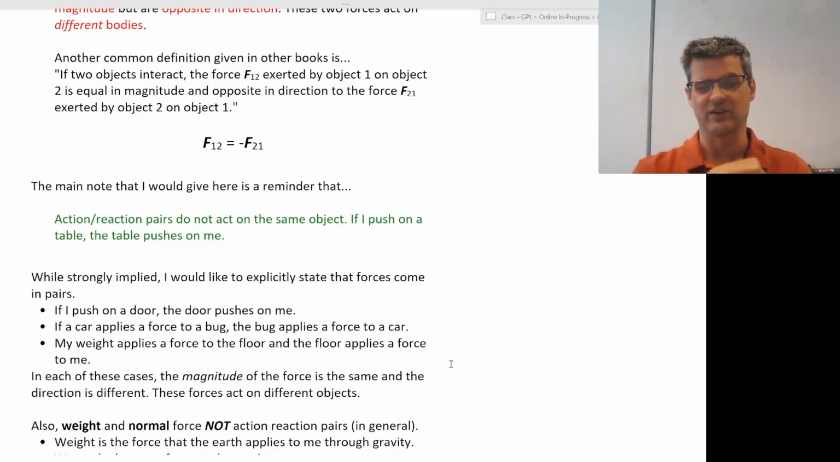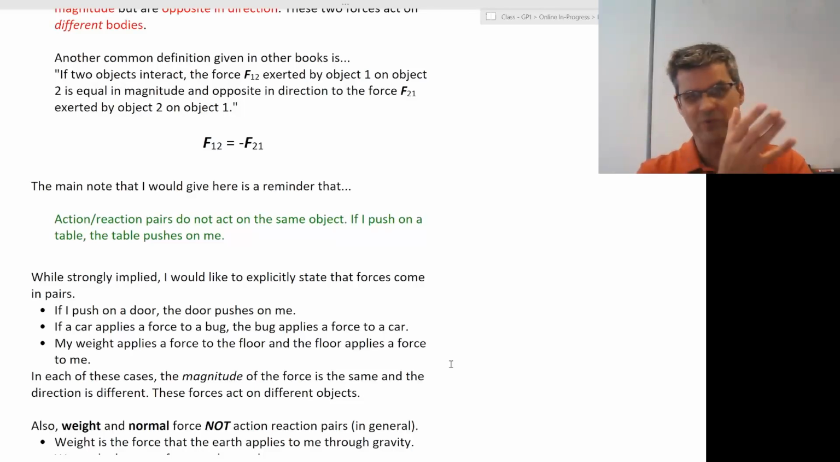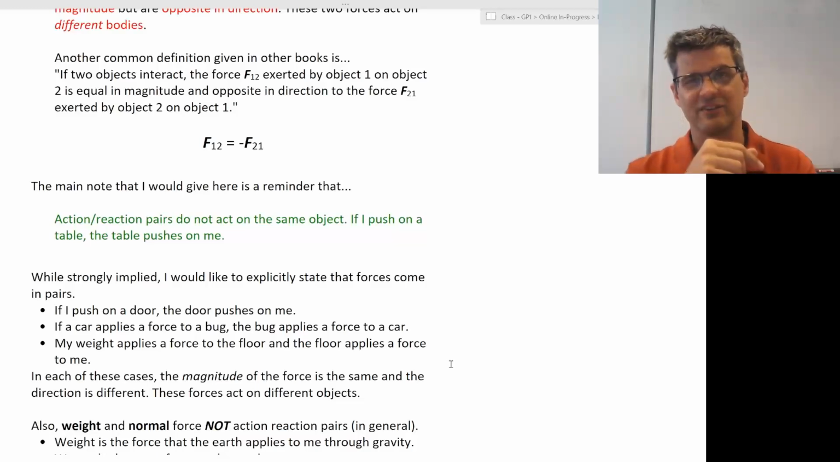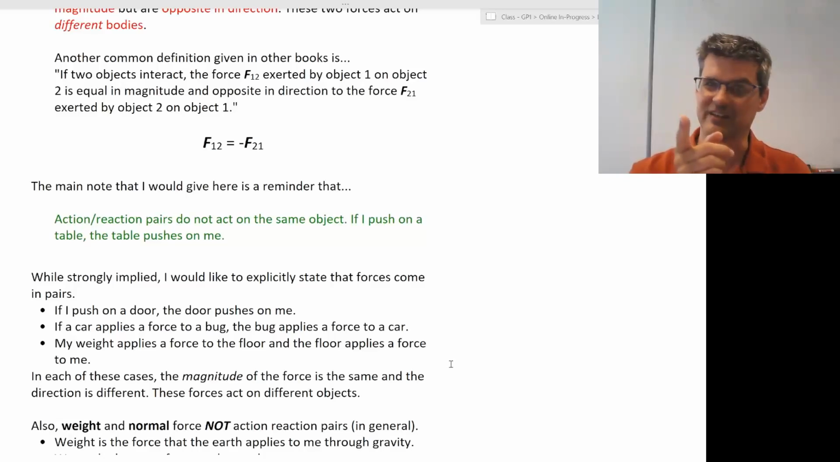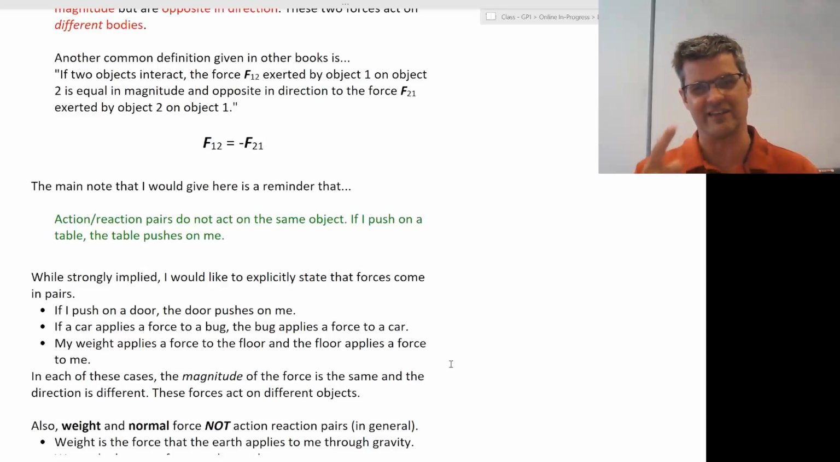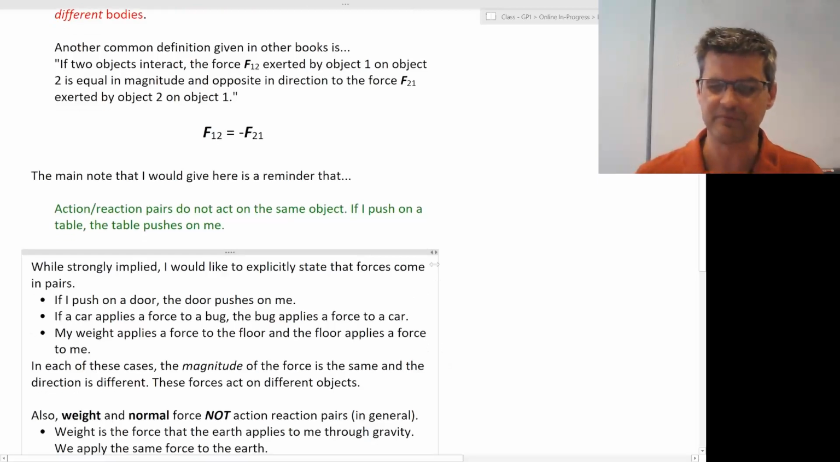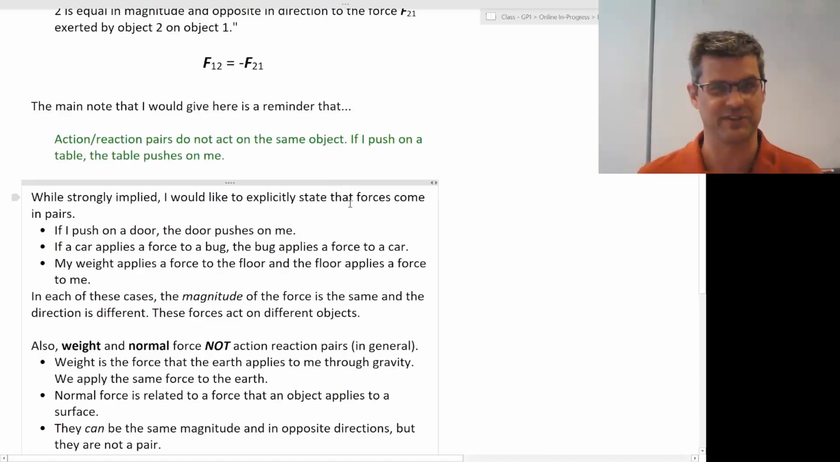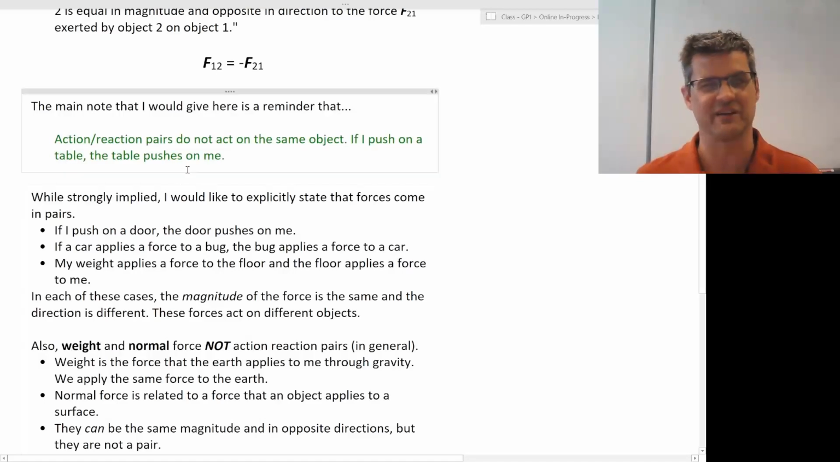So action-reaction pairs don't work on the same objects. Those vector forces that show up in these future diagrams are related to each other, but they're not the same thing. Those forces only show up in one of those diagrams and not in both, except in the sense of its action-reaction pair. If I push on a table, the table pushes on me. One of those forces is on me, one of those forces is on the table.